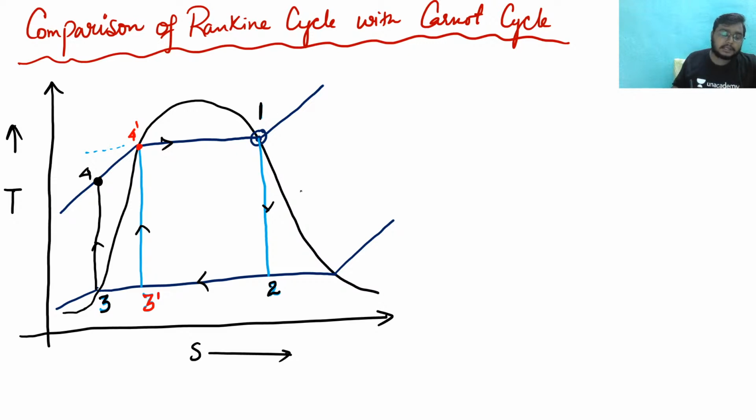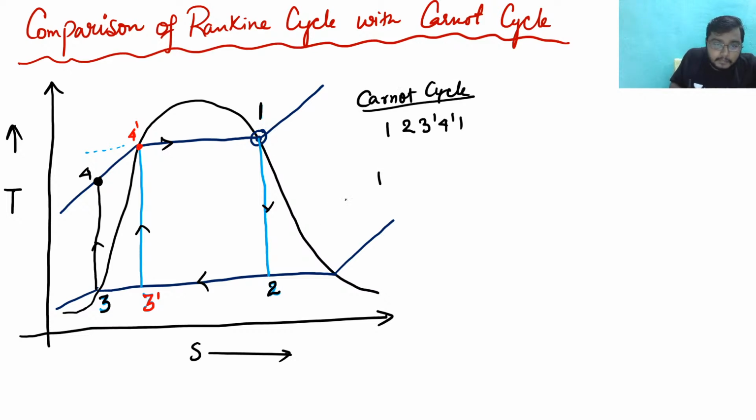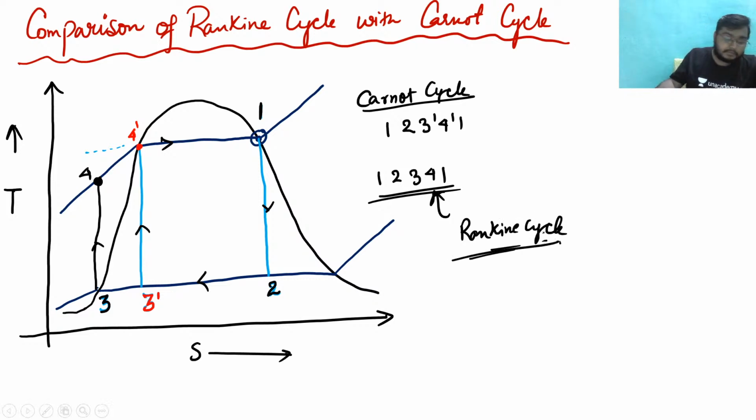And this is my Rankine cycle. Now see here. In the above plot, 1, 2, 3 dash, 4 dash, 1 is your Carnot cycle, and 1, 2, 3, 4, and 1, this thing you have already seen, is your Rankine cycle. Clear? This thing is clear to you?